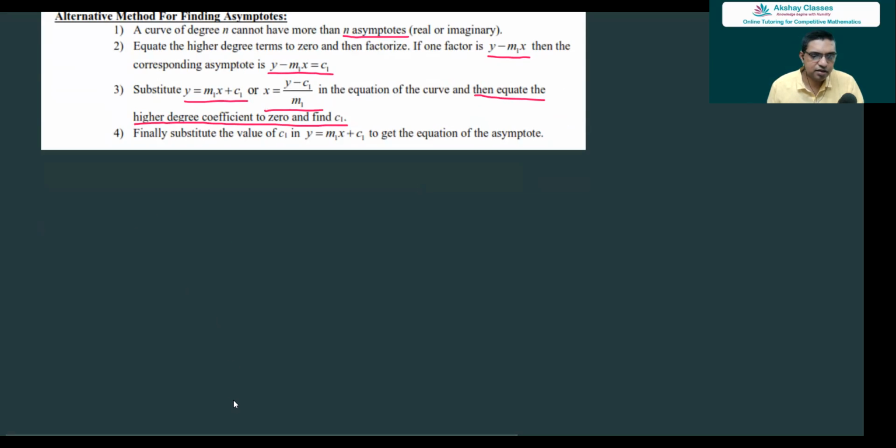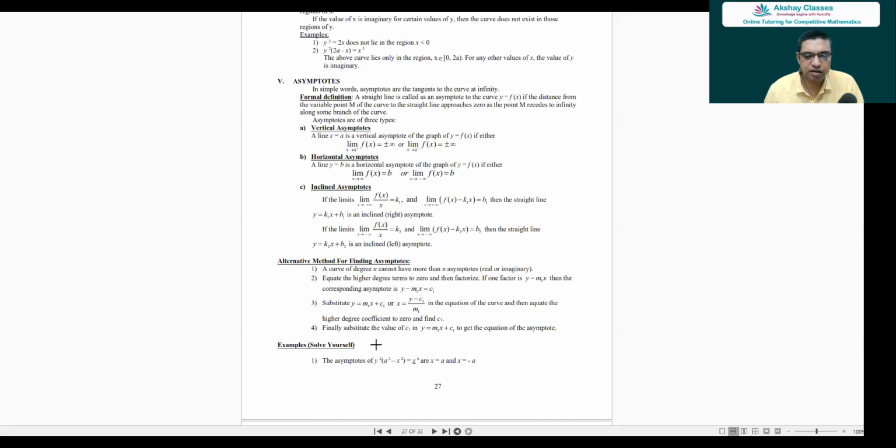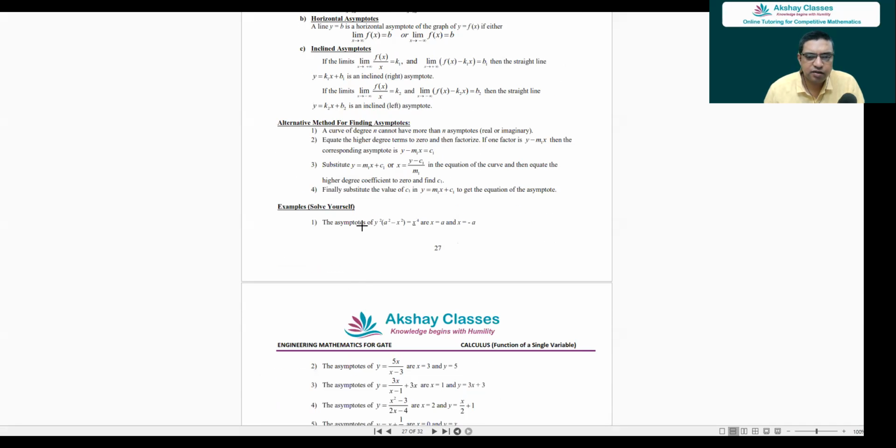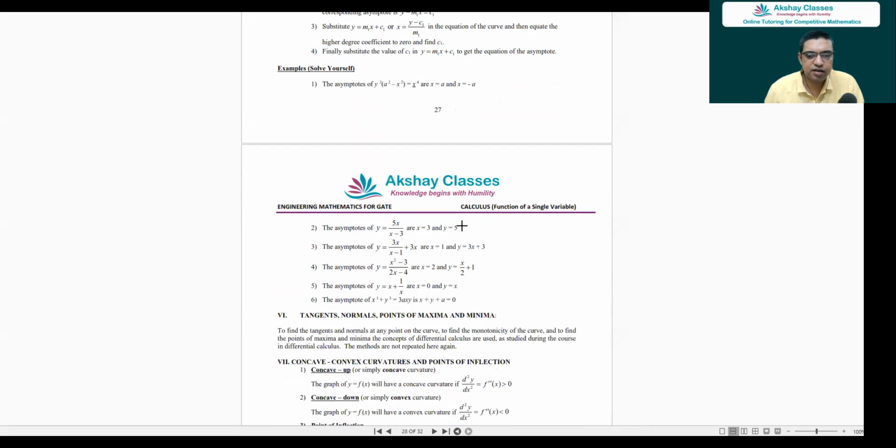Now let us do some examples. It will make it very clear. The first one is simple. You can do it. I will start with the second curve.